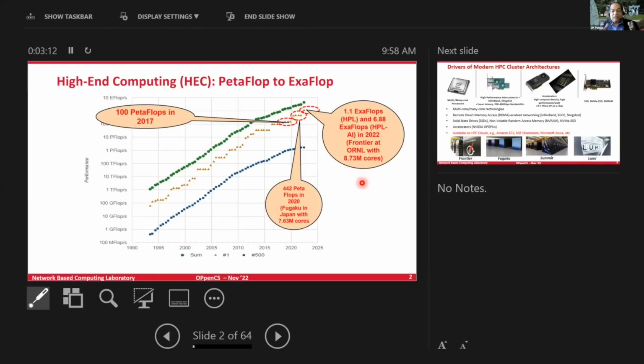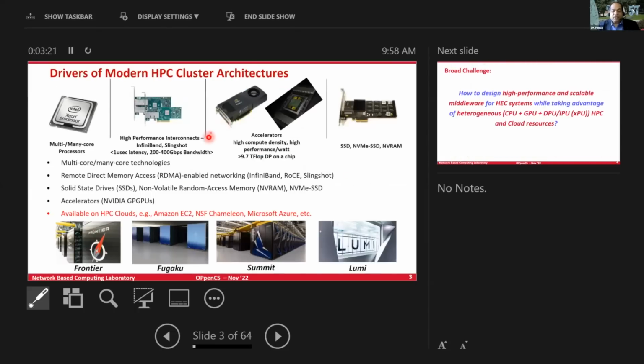Okay, so as the systems are becoming that large, how do you design software or the middleware for these systems? Now, if you take a look at not only Frontier, but Fugaku, Summit, Lumi, these are all the top systems, you will see that all of these are being designed with commodity computing architectures. What do I mean by that? Broadly, you have commodity processors like Intel or AMD, high performance interconnects like InfiniBand or Slingshot, accelerators from AMD or NVIDIA, and then Intel is coming up. And then you also have different SSDs, NVMe SSDs, etc.